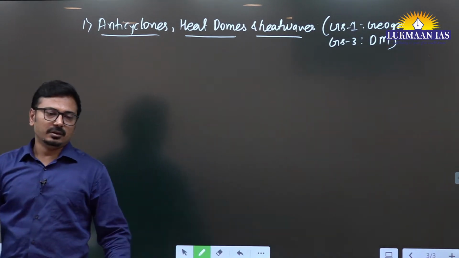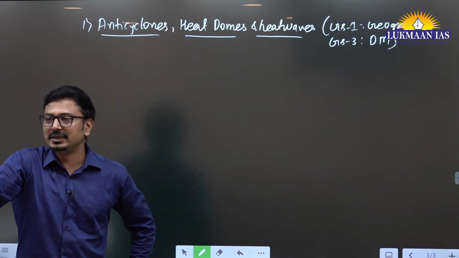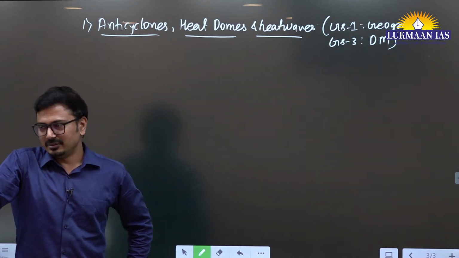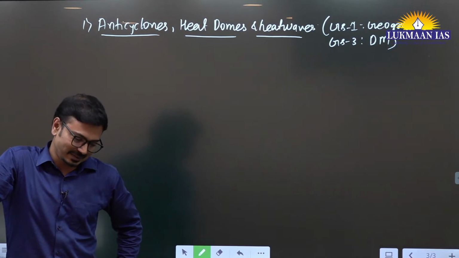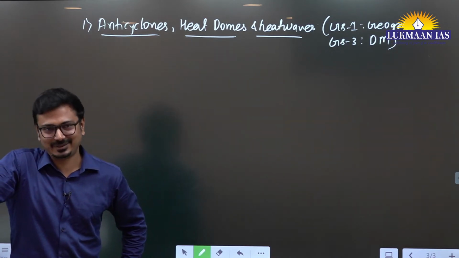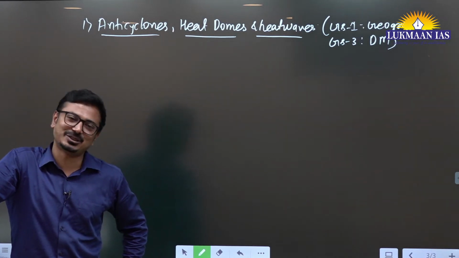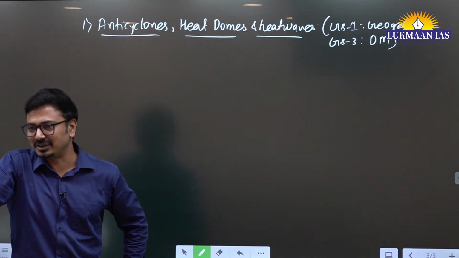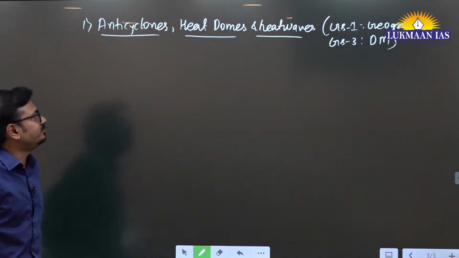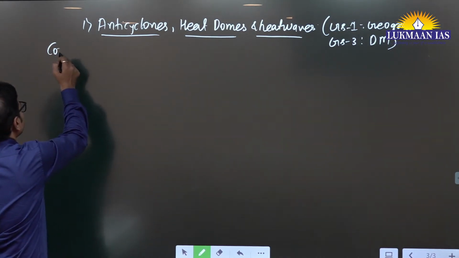In the analysis of different papers, I tell you that you have to prepare these two sections together, natural hazards in GS1 and disaster management. Why? Because last year they asked about cloud burst, explain the cloud burst mechanism, in the GS3 paper, disaster management. And in the same year they asked about the color coded system in the GS1 paper, color coded system of cyclone management, which is disaster management. So that's why. Now, anticyclones, heat domes and heat waves. First of all, the context.